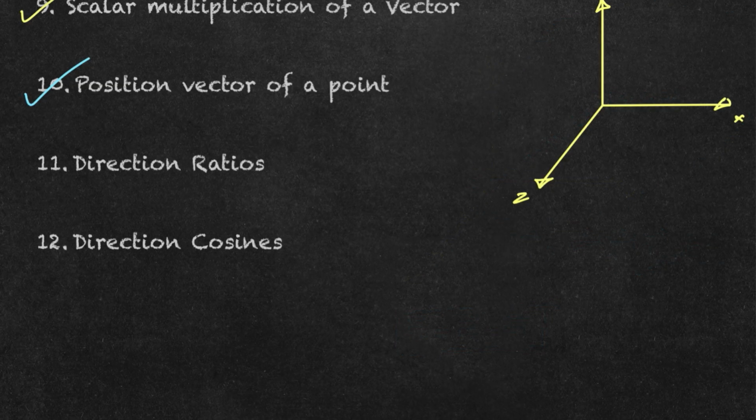Number 11, direction ratios. Direction ratios are the scalar components of a vector. That means if a vector is there, let us say a i cap plus b j cap plus c k cap, then these scalar components, that is a, b and c, are called the direction ratios. In short, we write DR.